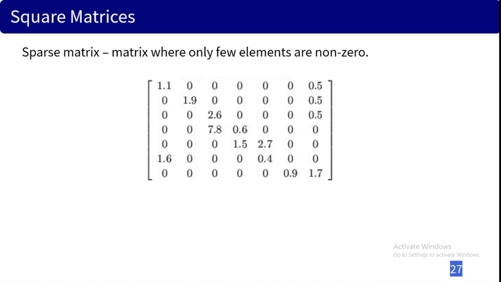In solving some applied problems, it will be inevitable to encounter matrices where only a few elements are non-zeros. Such a matrix is called a sparse matrix, just like this example. We can see here in this matrix that there are only a few elements that are non-zeros. Thus, this is called a sparse matrix. In the succeeding lessons and problems, you will encounter more about sparse matrices.